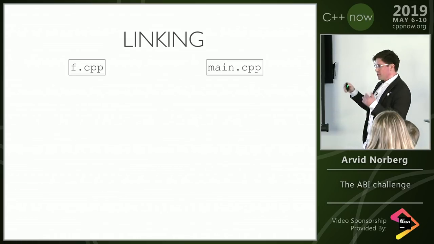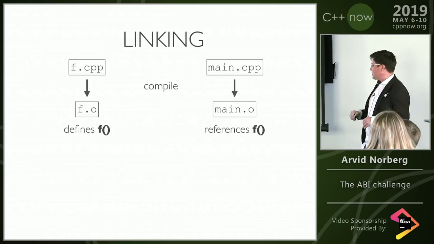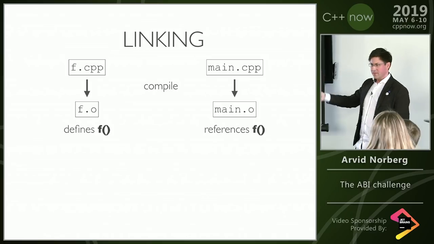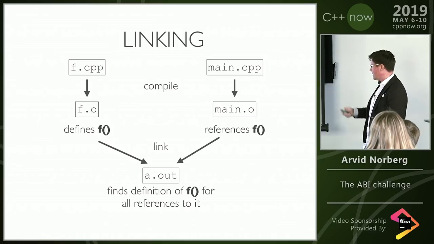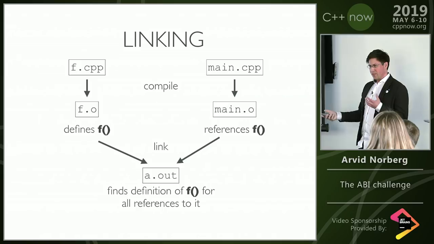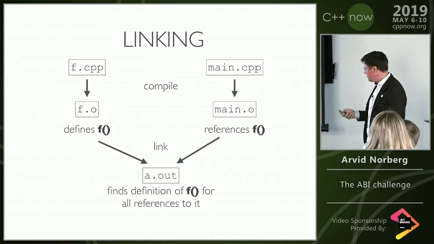So the first thing you do is you compile these two files into object files. One object file will have the definition of f. The other one will have a reference to f. You link them together. The linker will see, here's a reference to f. Here's the definition. Let's connect them together.